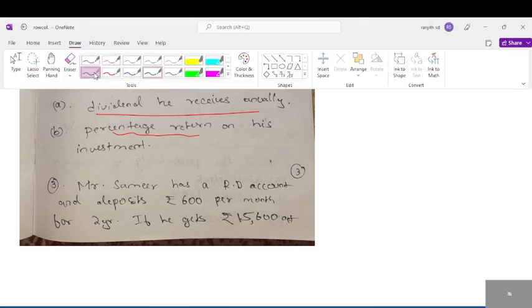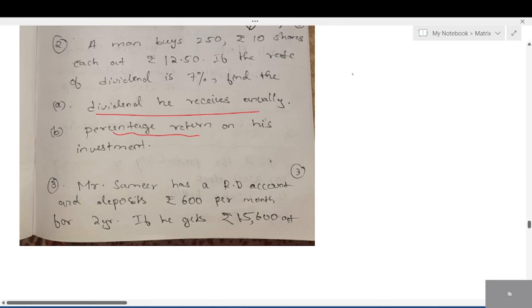Okay. Do you know banking questions? Joanna, do you know banking questions? Read this question. Mr. Samir has an RD account and deposits 600. What do you take the 600 as? Very good. Principal equals 600. And in banking, is principal calculated monthly or yearly?